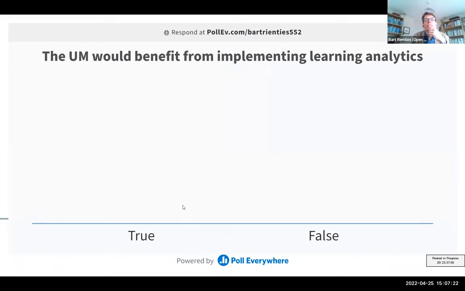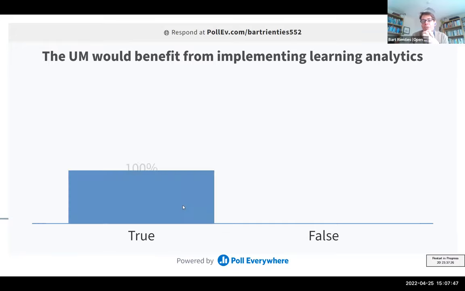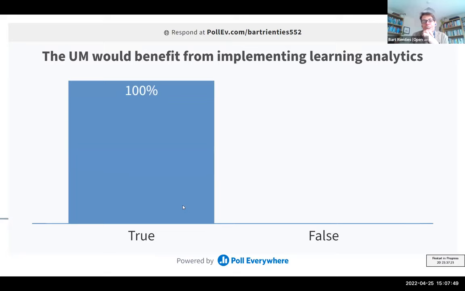So, going back to the poll question, and this gives me an opportunity to drink something. If you wouldn't mind, do you think that your institution, from what you've seen thus far, would benefit from implementing such a learning analytics system? You can just say, true, I think this is a good thing, or false, from what I've seen thus far, no, that would not work in my own institution.